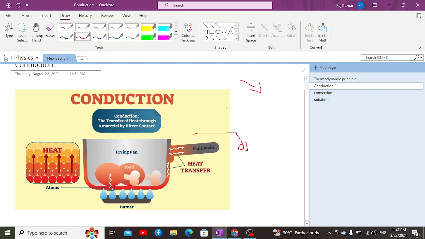So what actually happens in conduction is that it is a process in which the transfer of energy in the form of heat occurs from one body to another body, or from one part of a body to another part of a body, through direct contact. One major difference between conduction and convection is that conduction is a process in which transfer of heat occurs through direct contact without the transfer of matter, which means transfer of matter does not occur.